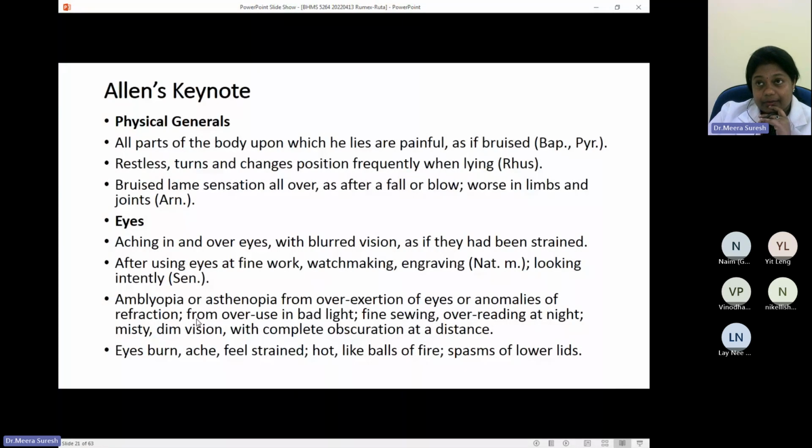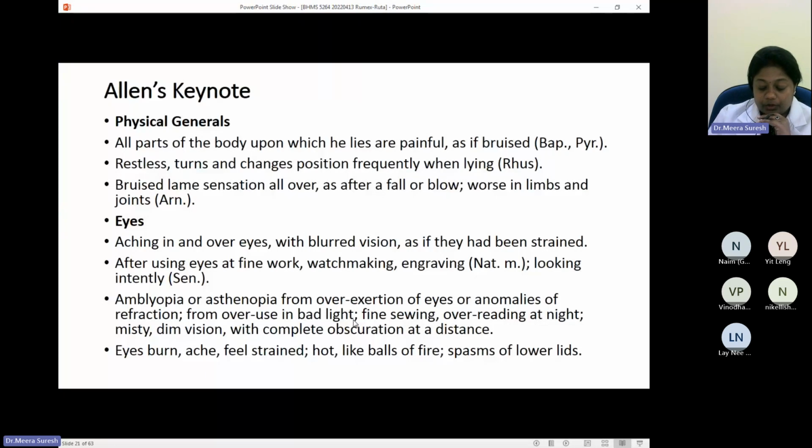But in that case, when there is a refractive error, I'm not sure how much this is going to act. But in other conditions, if it is not the refractive error, Ruta could be given. This one I have seen given for people when they are doing this fine work. And also I have seen this being given by my professor for our own, like during the exam phase.